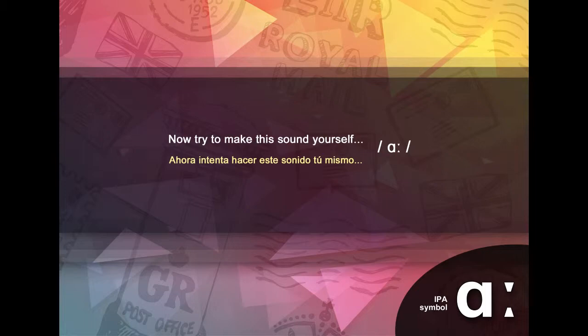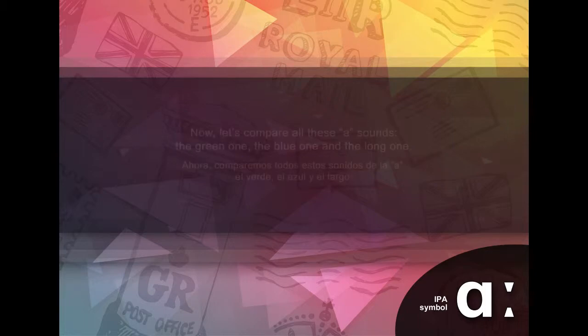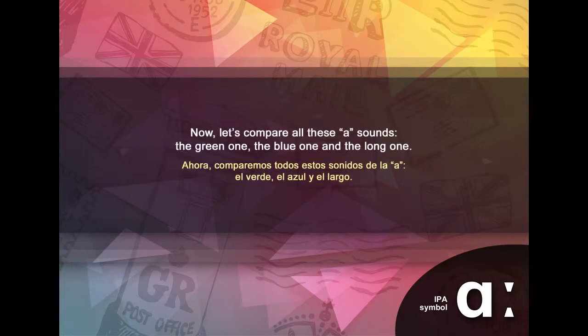Now, try to make this sound yourself. Ah. Ah. Now, let's compare all these A sounds. The green one, the blue one, and the long one.